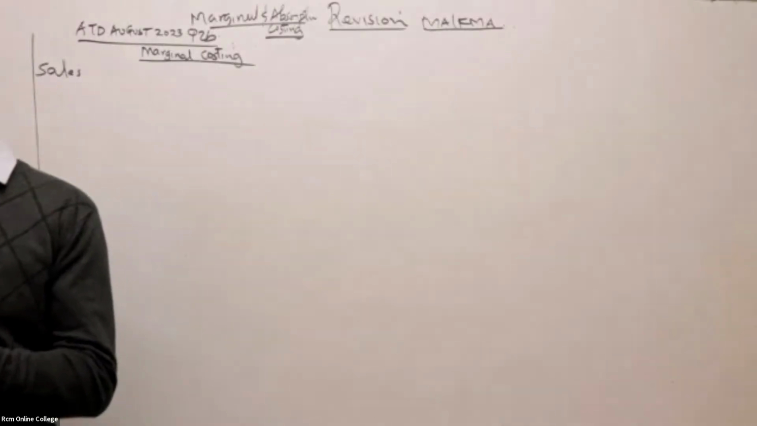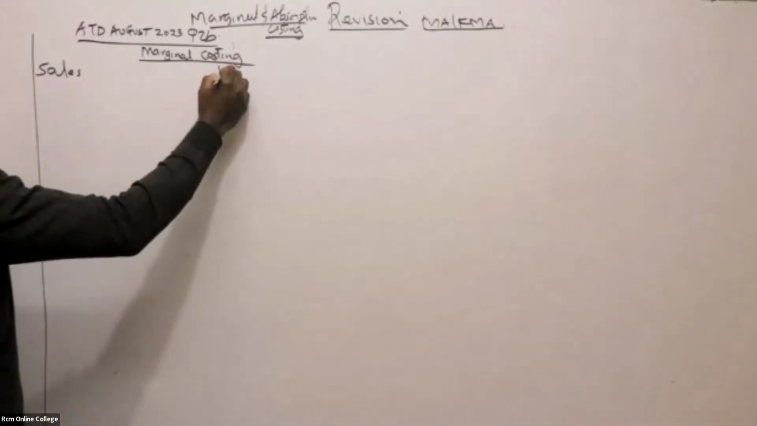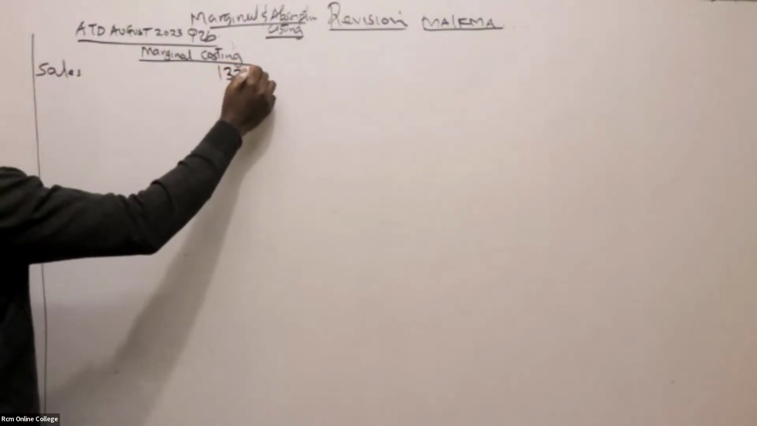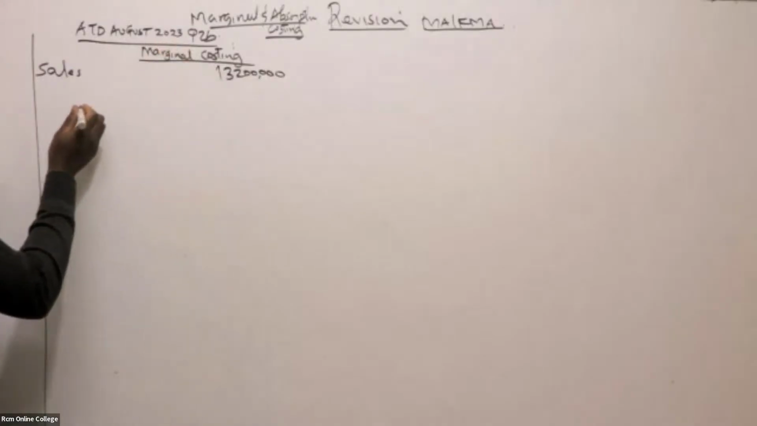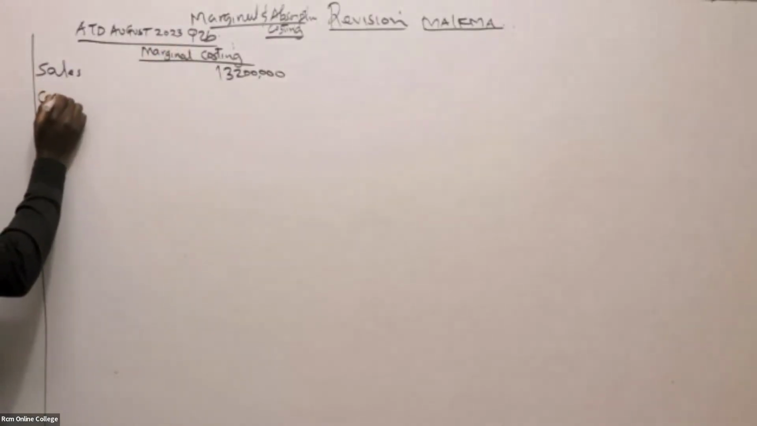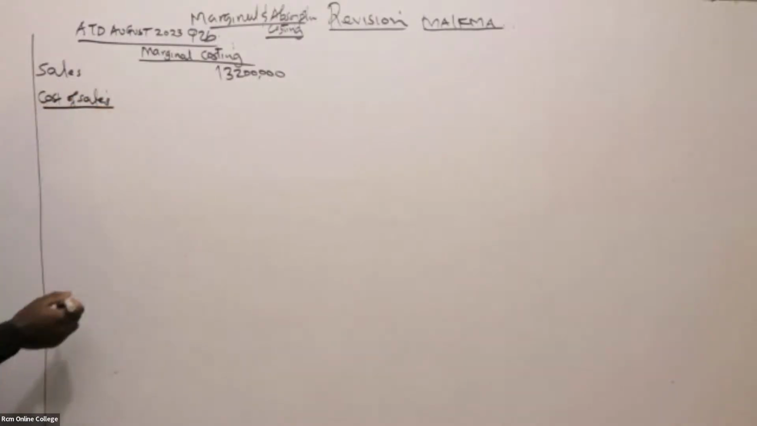How much are we talking about here? Linda is giving us 13,200,000. So we have 13,200,000. Then from that, we are using marginal costing, we go to cost of sales. Our cost of sales under marginal costing will only contain what we call variable production cost.